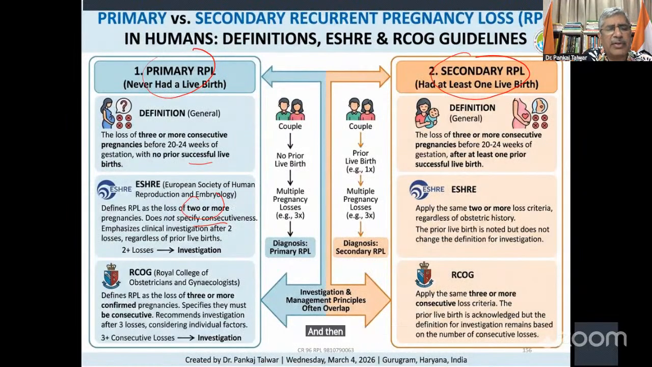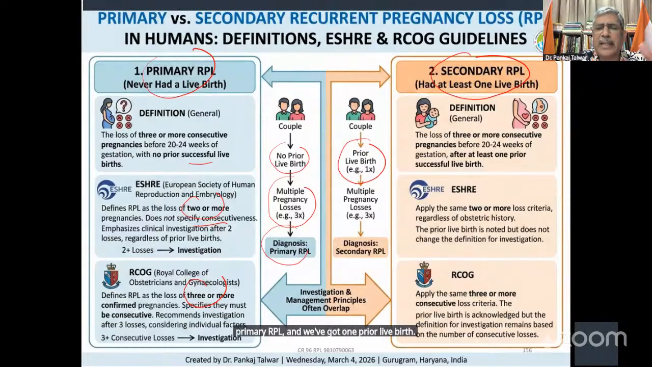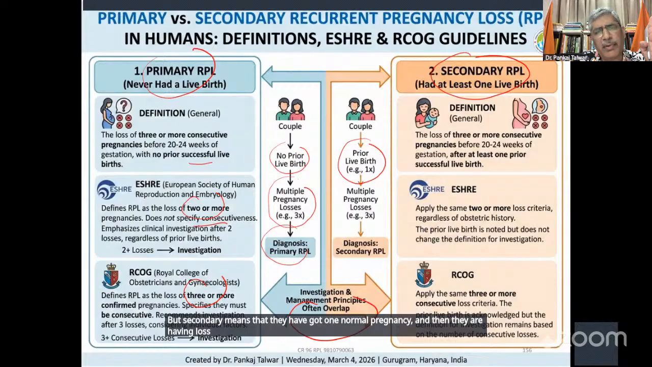And then we have RCOG, which says 3 or more pregnancies, and they must be consecutive. These are different; different bodies have different definitions. Now coming to couples with no prior live birth and multiple pregnancy losses, that is primary RPL. If they have one prior live birth and then they have a loss, then it is called secondary RPL. Some overlap is always there, but secondary means that they have had one normal pregnancy and then they are having losses. Is this much clear to all of you?